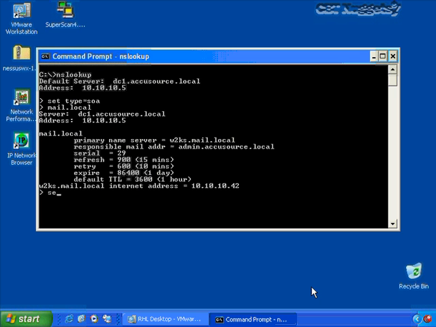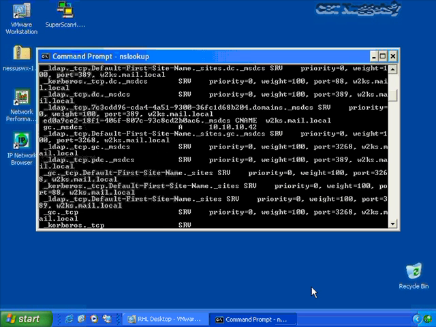So I'm going to type in server here, because this is the server I want to retrieve the records from. Server is w2ks.mail.local, and it'll resolve the address for me, and it's done that as you can see there. Then I'm going to do again an ls -d to retrieve the records, and then the name of the domain, which is mail.local, and press enter. Ooh, and we got quite a lot of information there.